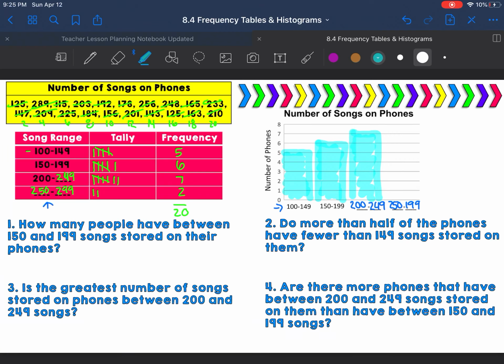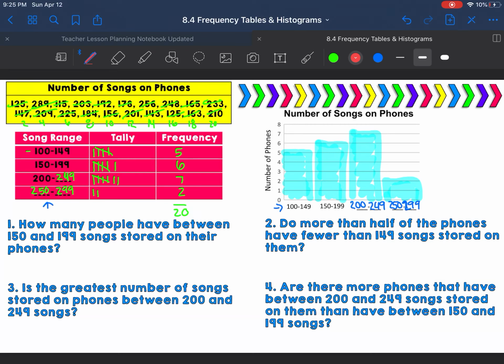Remember, you'll notice mine's not perfect. Yours doesn't need to be perfect either. Just do the best you can when you do these. And then finally, 250 to, oops, I wrote 199. That should actually be 299. My bad, guys. And that gives me 2 students, or 2 phones. So now that I did that, I can color that.